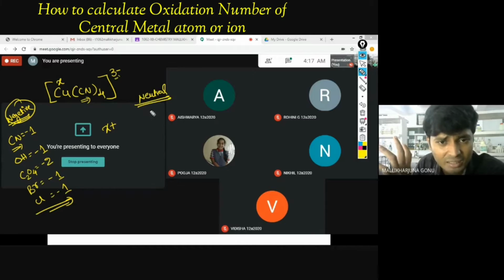The neutral ligands are those which don't have a charge, basically. You should not count it; you have to count it as zero.